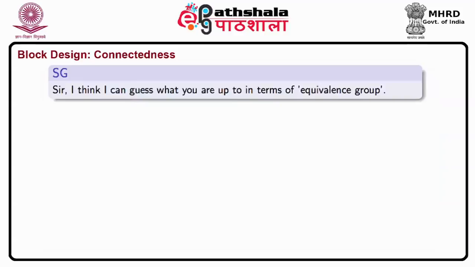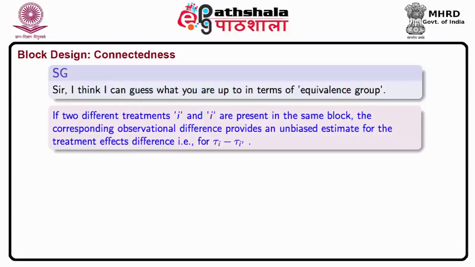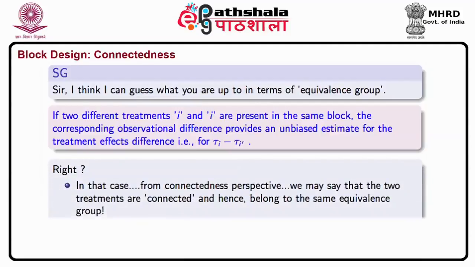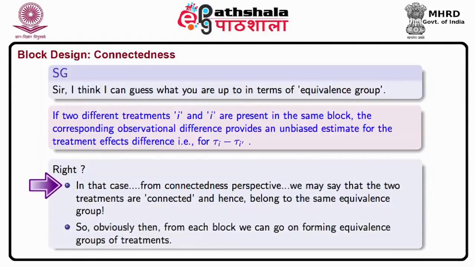Sir, I think I can guess what you were up to in terms of equivalence group. If two different treatments, i and i prime, are present in the same block, the corresponding observational difference provides an unbiased estimate for the treatment effect difference, that is for tau i minus tau i prime. Right, sir? So in that case, from connectedness perspective, we may say that the two treatments are connected and hence belong to the same equivalence group. Very good.